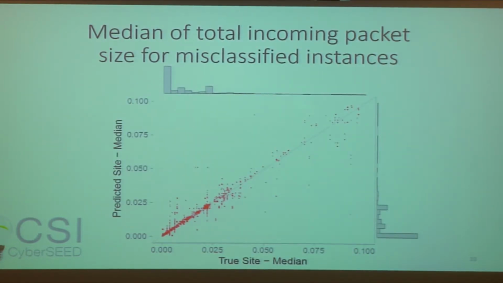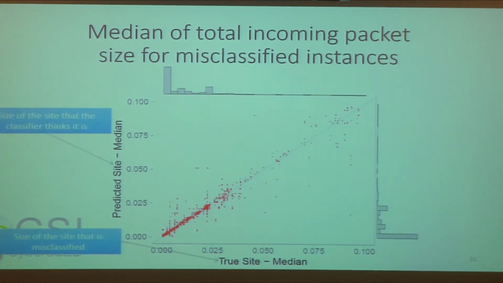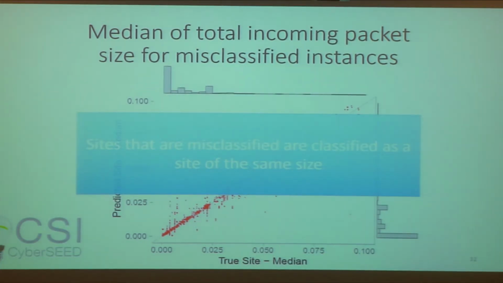So here we have again, all misclassifications. On the x-axis, we have the size of the site itself, and on the y-axis, we have the size of the site that it was misclassified as. So the size that the classifier thinks that the site is, so how it got it wrong. And we see that we have this really nice red line right up the middle, which tells us that sites that are misclassified by our ensemble classifier are classified as a site of the same size as they are.